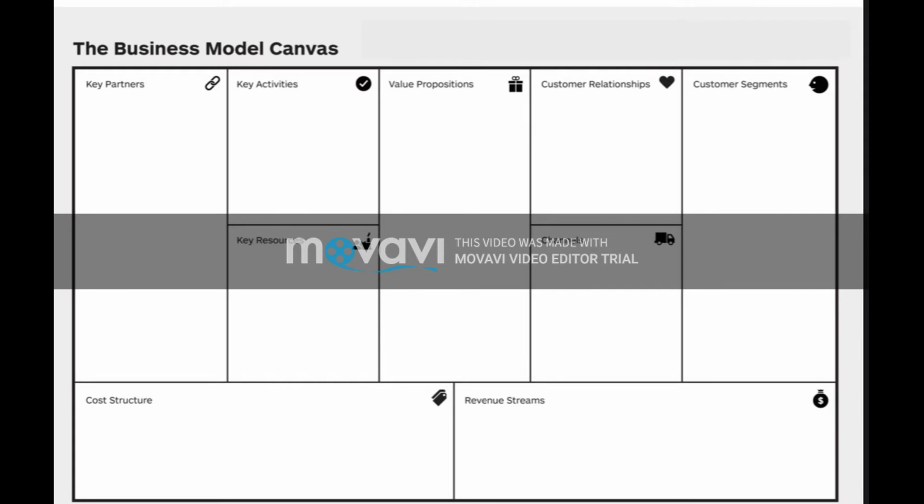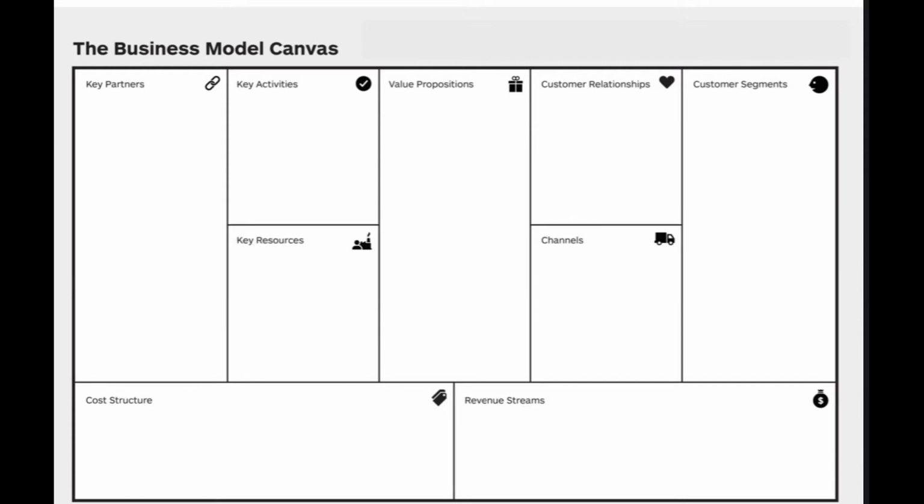We're also going to be looking at the cost structure, which happens to be a very important one, because you need to know the cost that will be involved when you are trying to put all these things in motion. And the last one, but not the least, talks about the revenue stream.